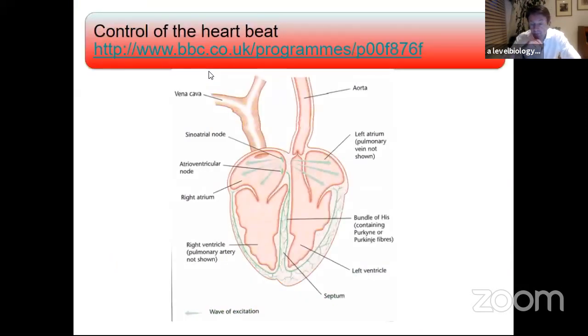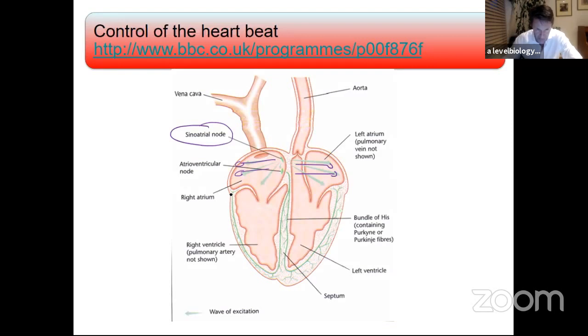So if we look at now the control of a heartbeat, and then we're going to look at arteries, veins, and capillaries. So the heartbeat starts off in the sinoatrial node, and you get a wave of contraction that spreads over the atria. So remember, the atria are contracting and pushing the blood through the already open atrioventricular valve.